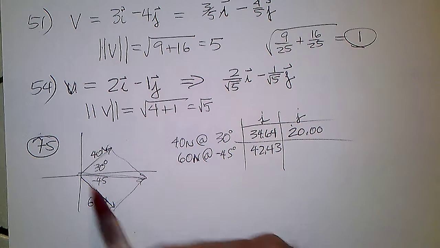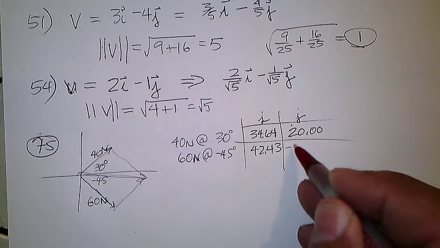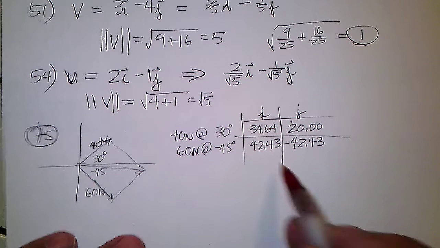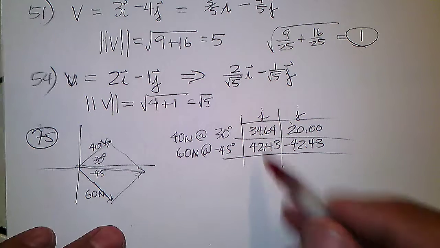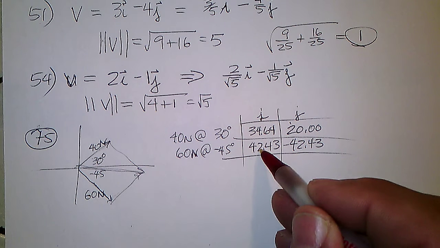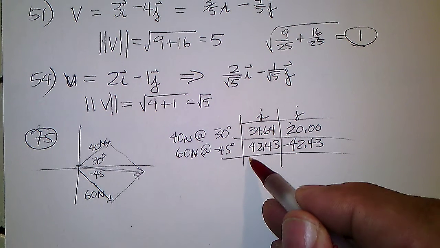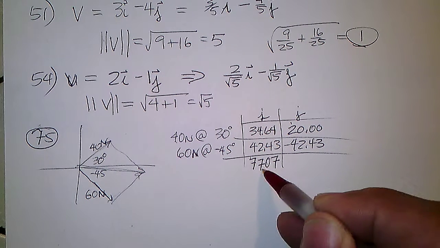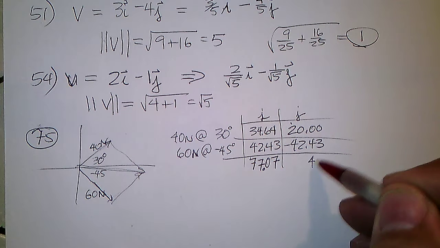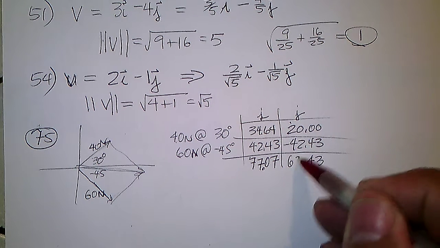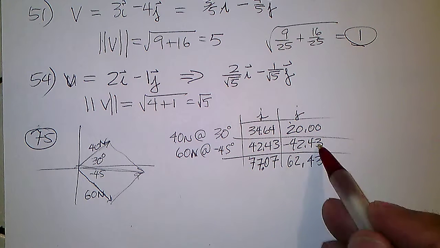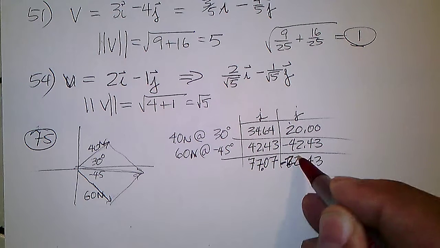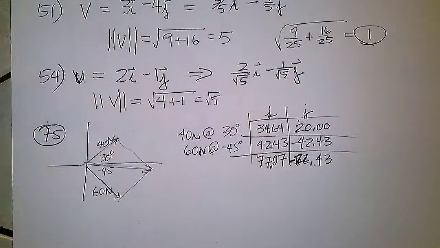And that's a positive x and a negative y, negative 42.43. The sign of negative 45 is negative. And I add these together, and I get 76.707. Here I get 43 and 62. Nope. 20 from this is 22 minus. So now I've got to convert it back.